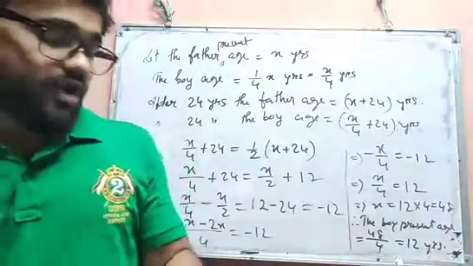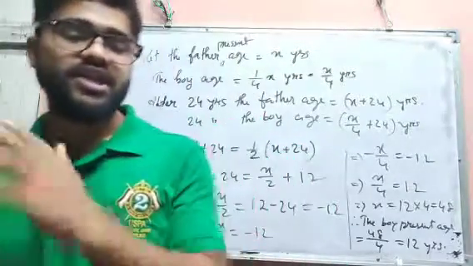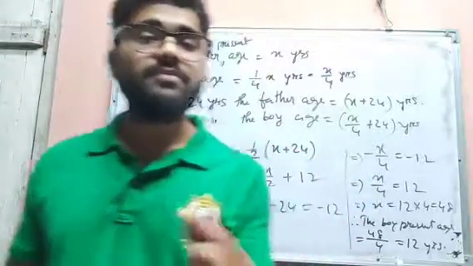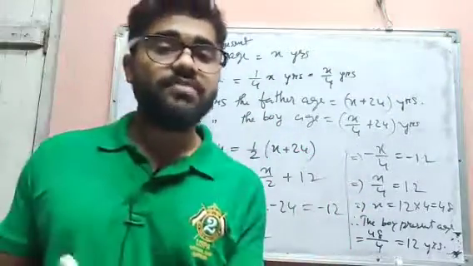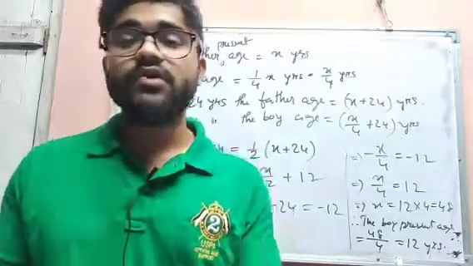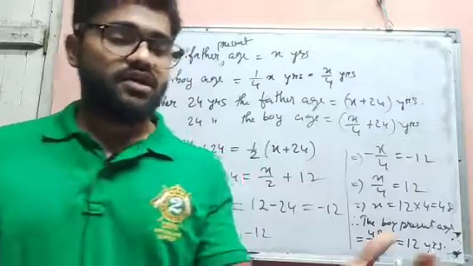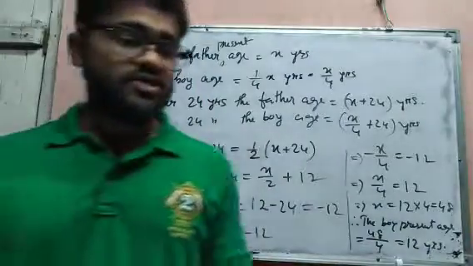So be careful when you do maths related to age in a linear equation. When we have to go to the future, we have to simply add the given age to the present age, and when we are asked to go to the past, then we have to subtract the given age from the present age. Okay, so that's all for today.